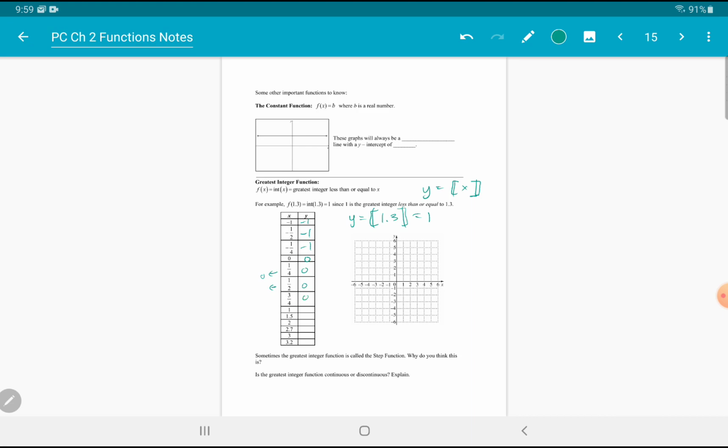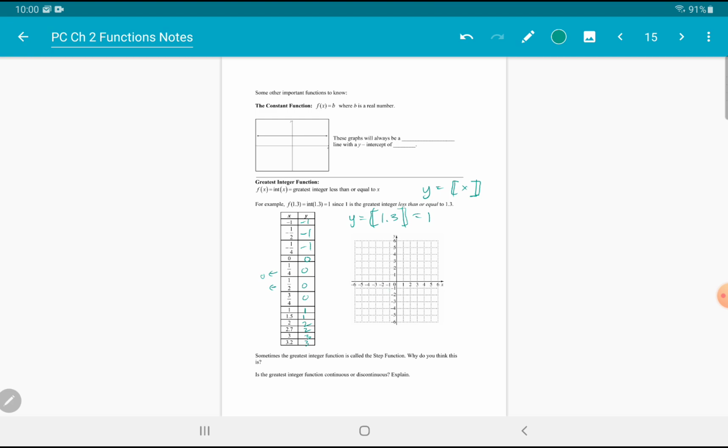And then 1 is now an integer. It's going to be its greatest integer of 1. 1.5, you haven't reached the integer of 2 yet, so it gets brought down to its greatest integer of 1. 2 is at 2, and 2.7 gets brought down to 2. 3 is at 3, and 3.2 gets brought down to its greatest integer of 3. Okay, so we have our values here. Let's go ahead and plot those.